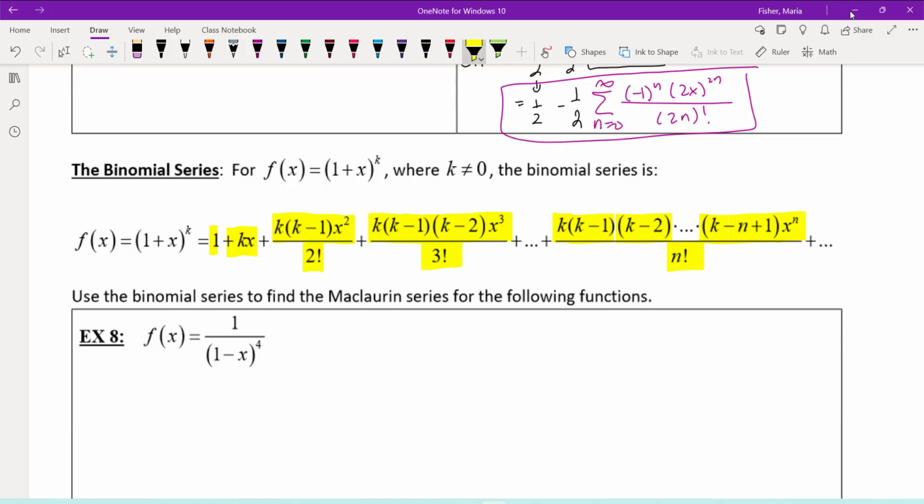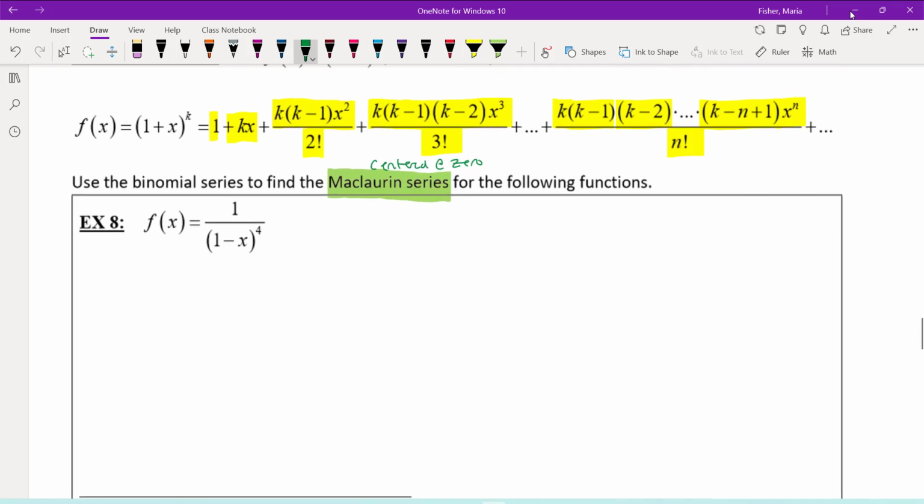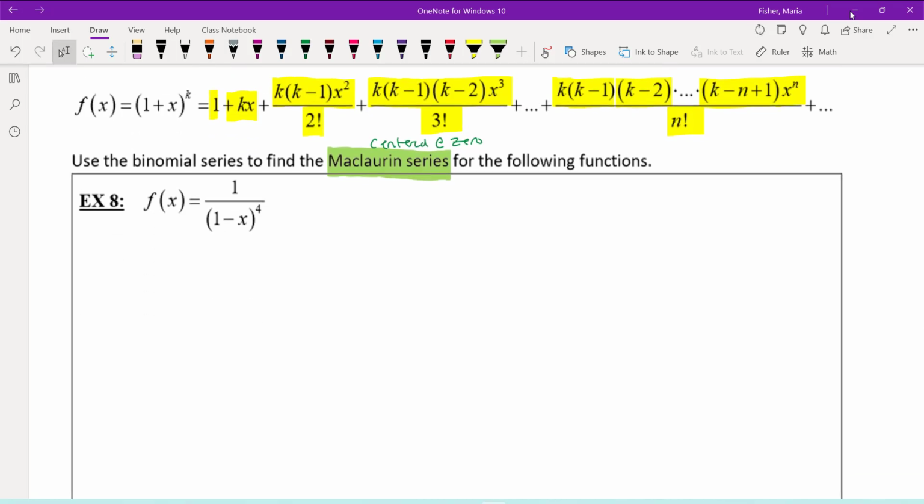So we're going to use the binomial series to find the Maclaurin series. The Maclaurin series means we are centered at 0 for the following functions. So I have f of x is equal to 1 divided by 1 minus x raised to the 4th power. The first thing I need to do is get it to look like this. That's not in the denominator, and it also has a plus sign, so I need to rewrite this guy.